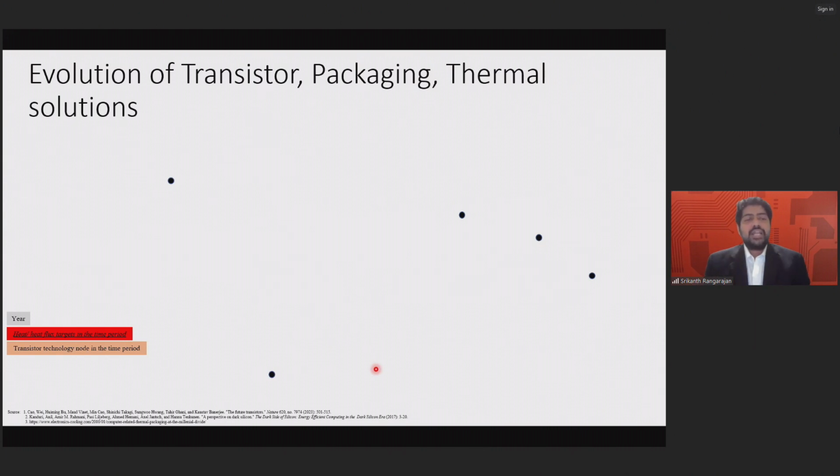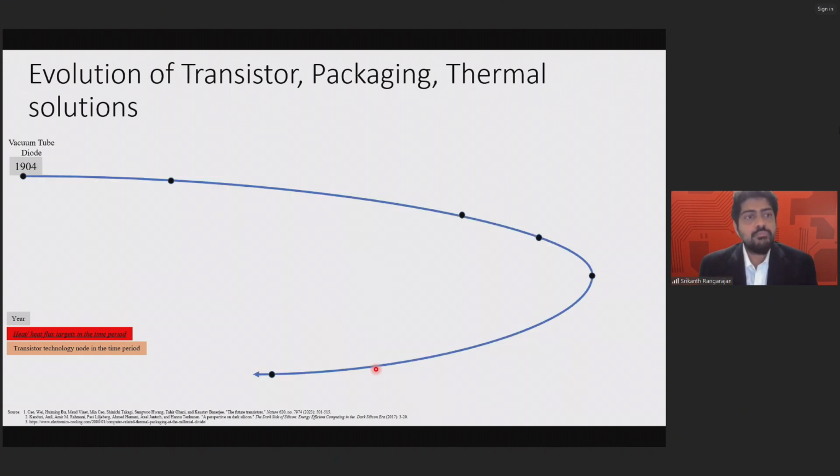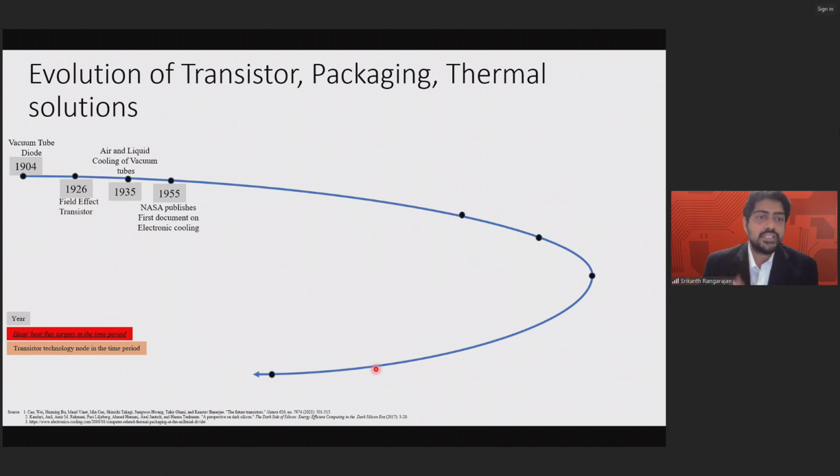So I tried to collect some materials from a lot of sources and make a chart on the evolution of transistor, packaging, and thermal solution. It really started in 1904, when the vacuum tube diode was first invented. Then in 1926, the field effect transistor came into the picture. In 1935, a very interesting document was published on the air and liquid cooling of vacuum tubes. And 1955 marks the year NASA first published its document on electronic cooling.